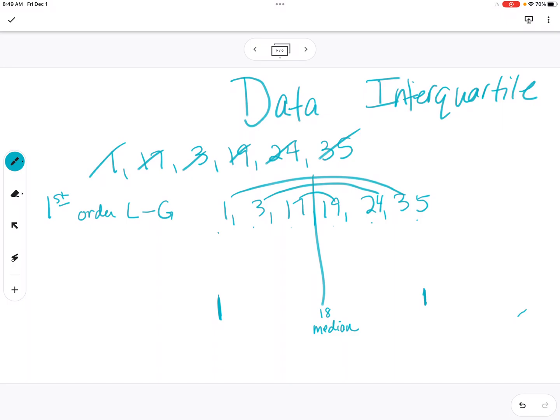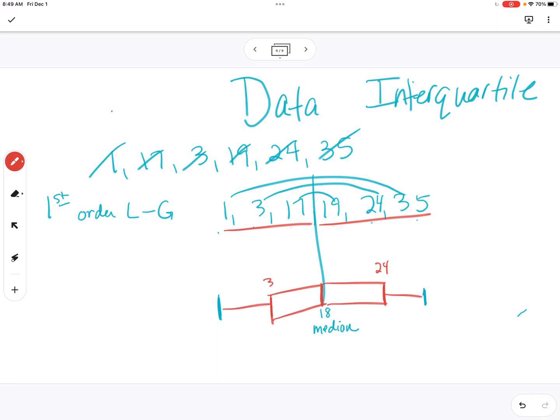Now I have to look for the middle of the first half. That's going to be 3, and that connects to my median. And what's in the middle of this set of data? 24. So that's going to be my third quartile.